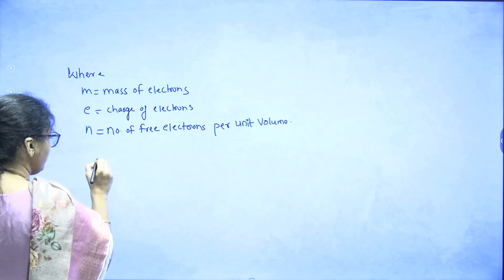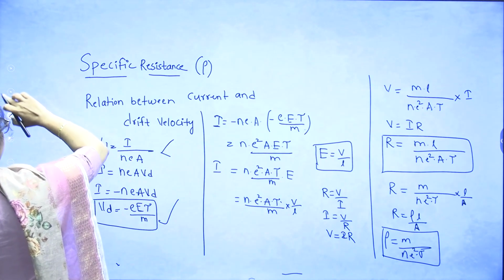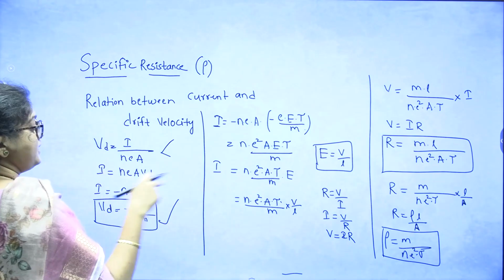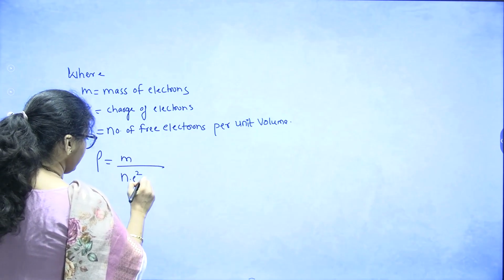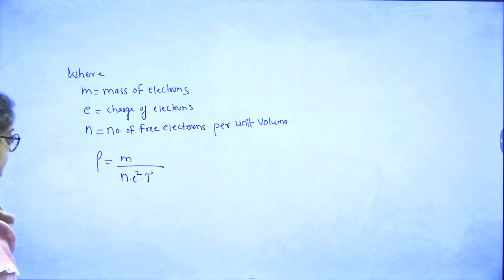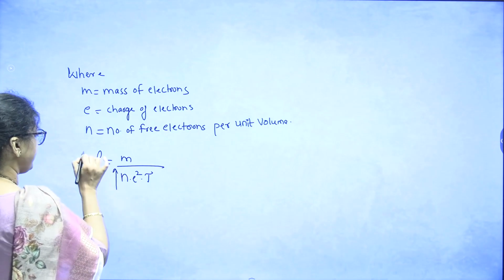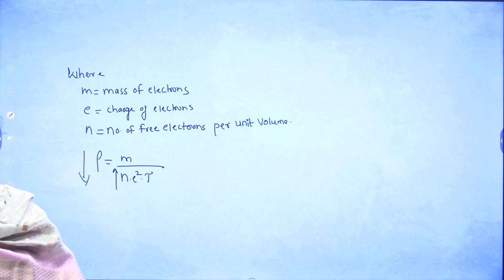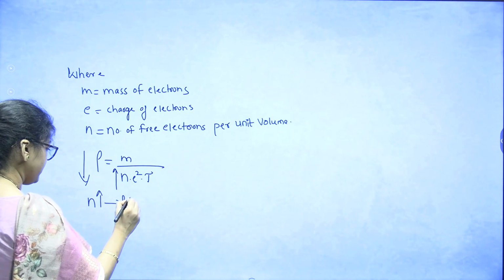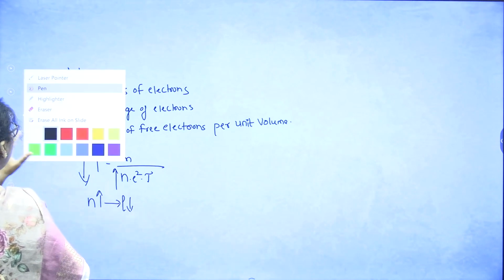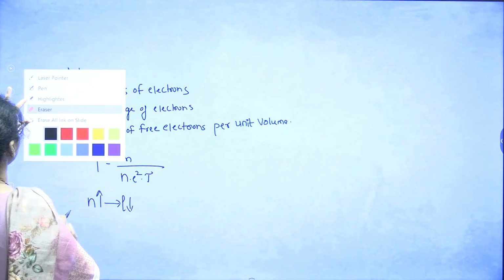Clear? And we know the formula we just derived. Rho is equal to M by N E square tau. So, my question is, if the number of free electrons is increasing, what happens to the resistivity or specific resistance? Definitely the resistivity will decrease. Yes or not? Because an inversely proportional relation is there.